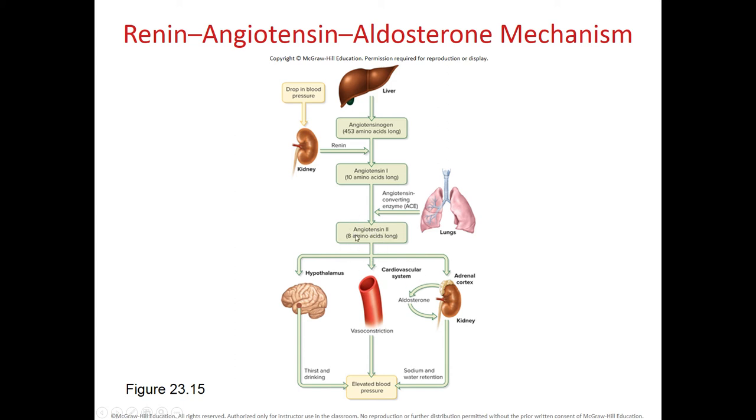And then angiotensin 2 is going to create vasoconstriction, which is going to elevate blood pressure, but it's also going to stimulate the formation of aldosterone by the adrenal cortex, which is going to lead to the reabsorption of sodium and water, and then that is going to increase blood pressure. And then it's going to stimulate your hypothalamus to release ADH, and then to stimulate your thirst center so you can drink more water and thus elevate blood pressure.